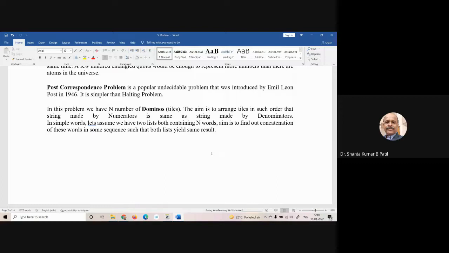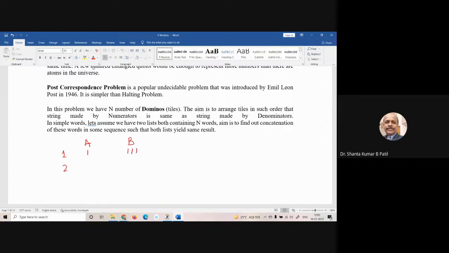How does it work? This is the Post Correspondence Problem. For example, two sets are given. One set you can call A and the other set B. Take the first case: A is 1, whereas B is 111.